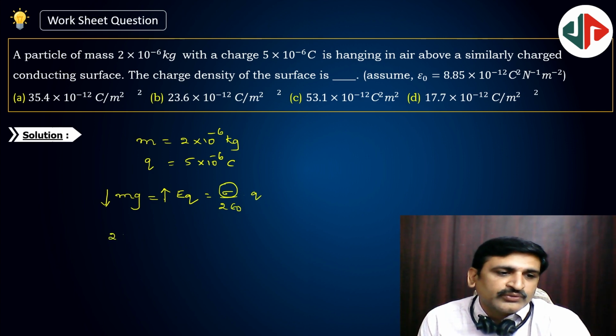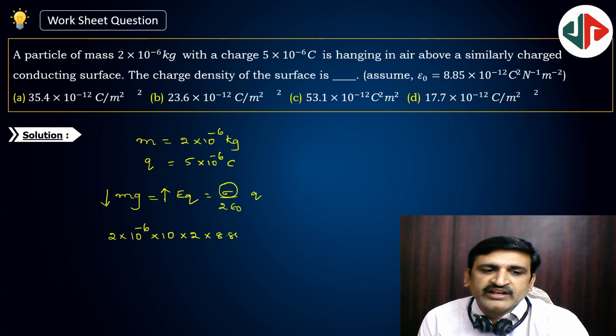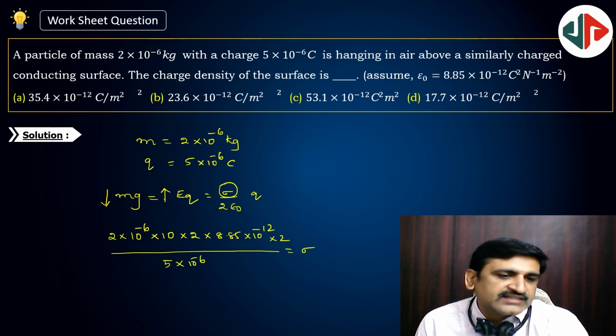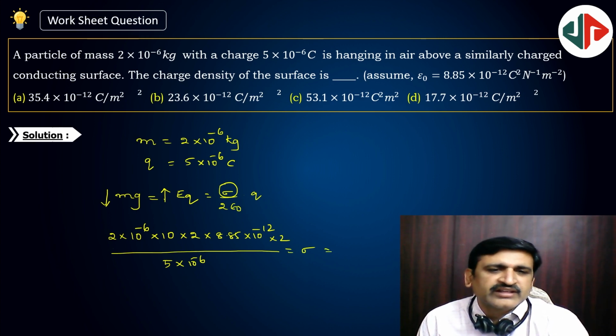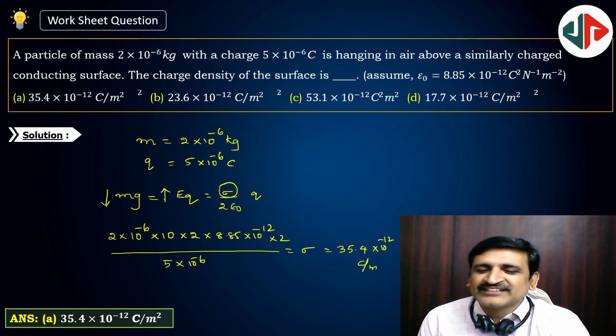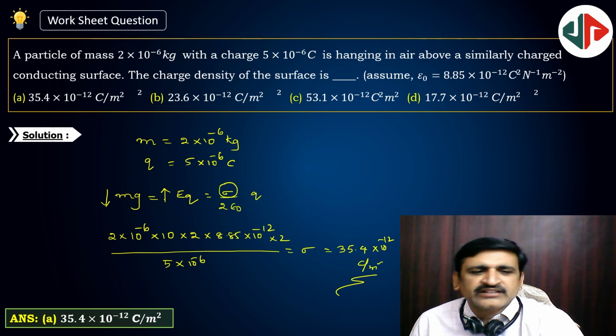M is 2 into 10 to the power of minus 6, g is 10, and into 2 into epsilon naught value 8.85 into 10 to the power of minus 12, into 2, by the charge q value 5 into 10 to the power of minus 6, is equal to sigma. Anyway, this is a simple mathematical thing only, you two can do. I got sigma as 35.4 into 10 to the power of minus 12 coulomb per meter square. It's verified, double checked, you can do.